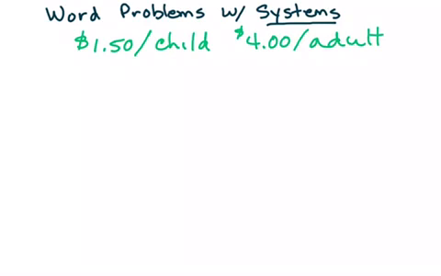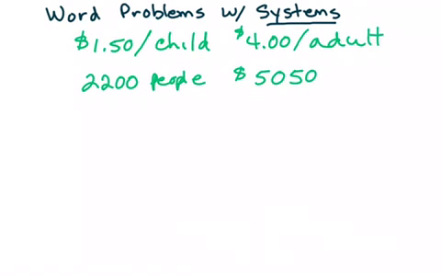Okay, we know that much. On a certain day, 2,200 people came to the fair, and the money earned was $5,050. The question is, how many children and how many adults?